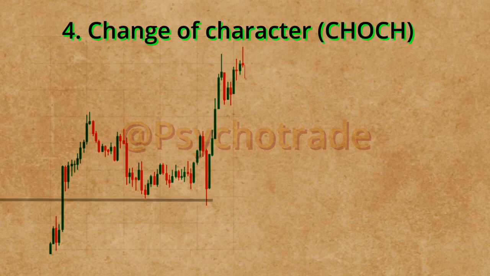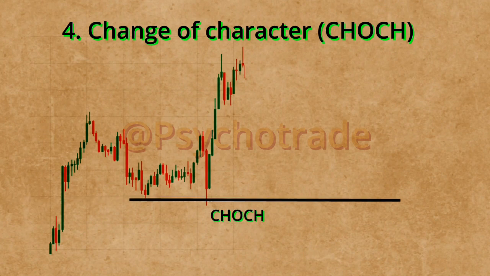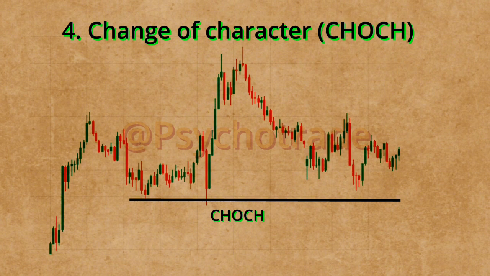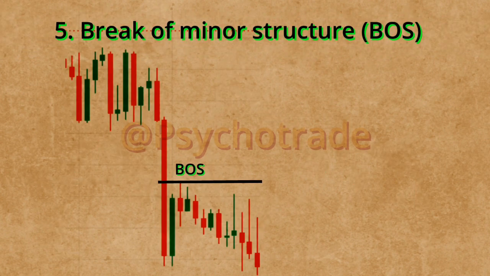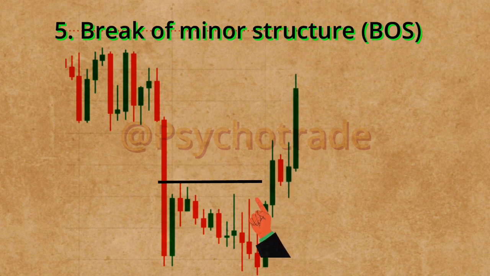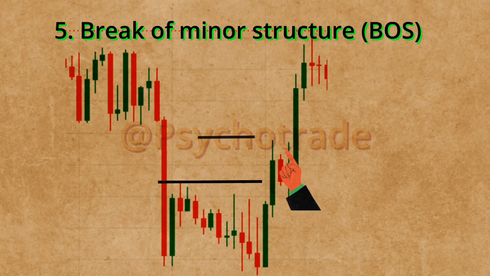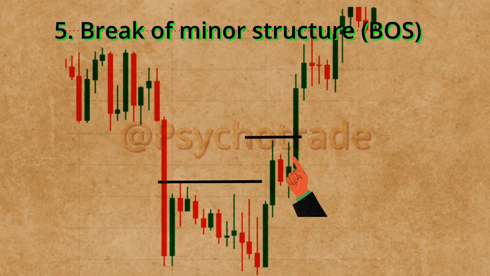4. Change of character, CHOCH. A change in short-term market behavior is often one of the first signs that control is shifting from buyers to sellers or sellers to buyers. This tells you responsive participants may be taking control. 5. Break of minor structure. Once price begins breaking smaller swing highs or swing lows after rejecting a value area, it provides further confirmation that responsive participants are influencing market direction.